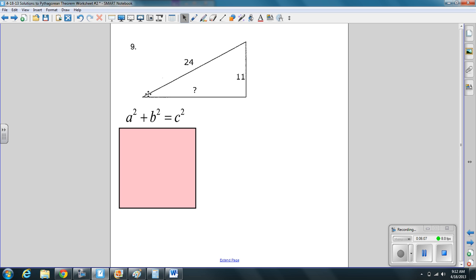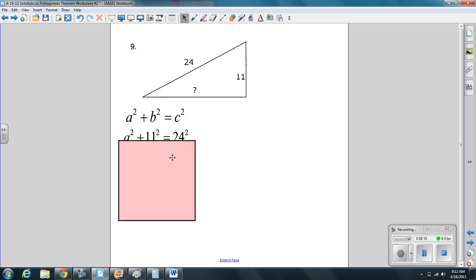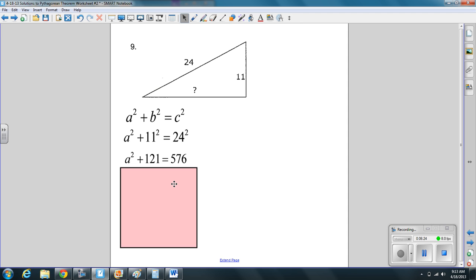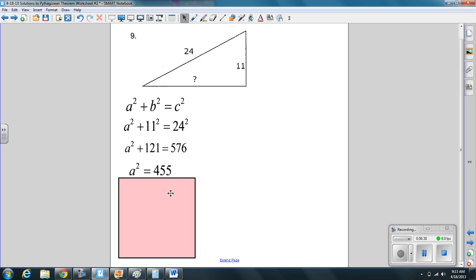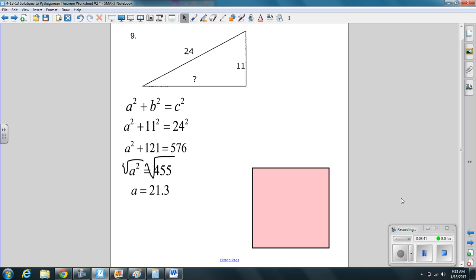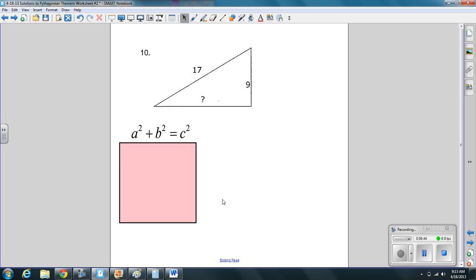Number 9, we know the hypotenuse, we know a leg, so we're looking for the other leg. And once again, remember, the legs can be written as A or B. So a squared plus 11 squared equals 24 squared. So we have a squared plus 121 equals 576. Subtract 121 to both sides, we get 455. At this point, take the square root to both sides, and rounding to the nearest tenth, we get a equals 21.3.